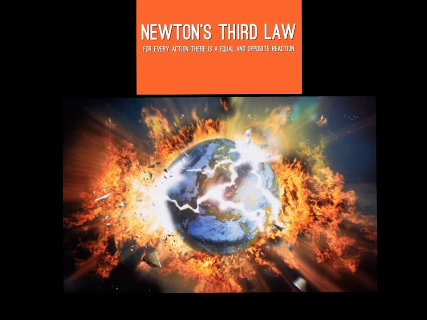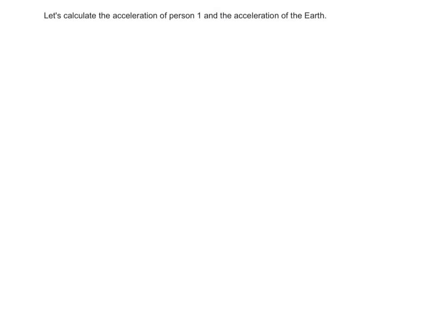Well, the Earth is much more massive than an everyday object. So in fact, the Earth does move upwards towards us. However, the acceleration is extremely small compared to the acceleration of us towards the Earth. And that's because of our small mass relative to the Earth. Now, to prove this point, let's calculate the acceleration of person 1 and the acceleration of the Earth. So first thing is we want to write down our givens.